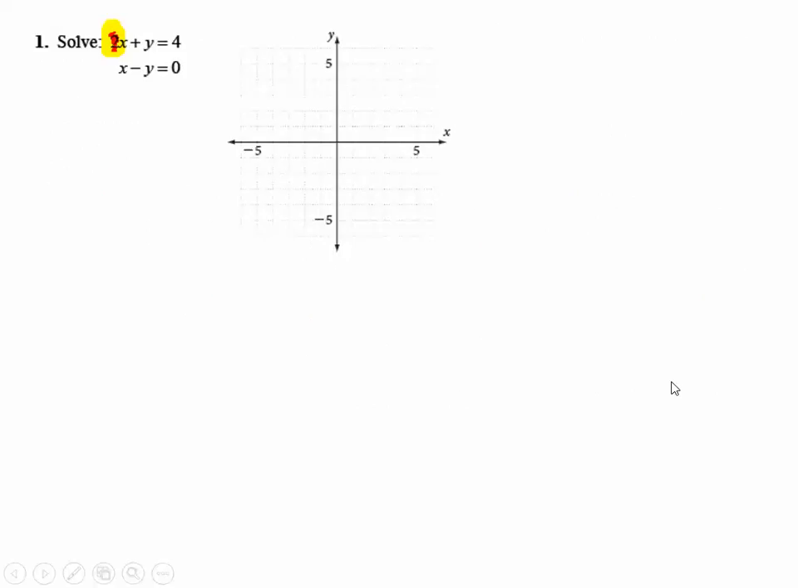Let's jump to some problems here. Okay, first things first. On your matched problems here, I don't like the little 2 next to the x. So can you guys just scratch off that 2? It should be just x plus y equals 4.